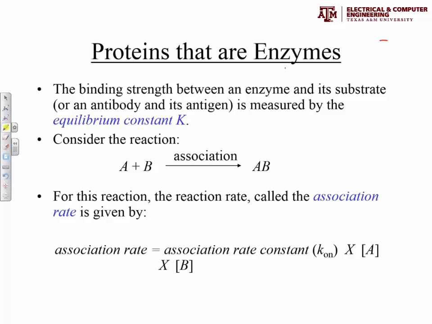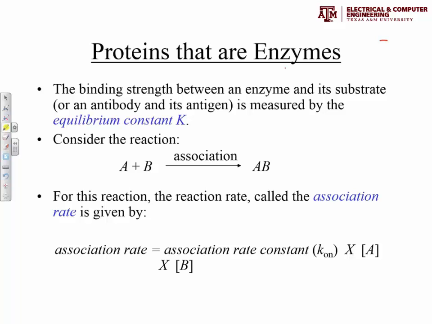Now the binding strength between an enzyme and its substrate, right? Again, this is terminology. Enzyme is a protein which is a catalyst. The molecule that it acts on, it could also be a protein, is called its substrate. So the binding strength between an enzyme and its substrate, or an antibody and an antigen, is measured by the equilibrium constant K, right?